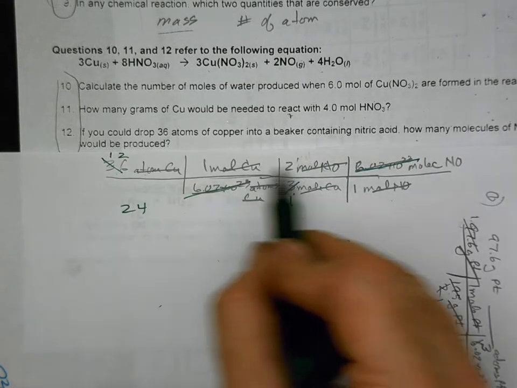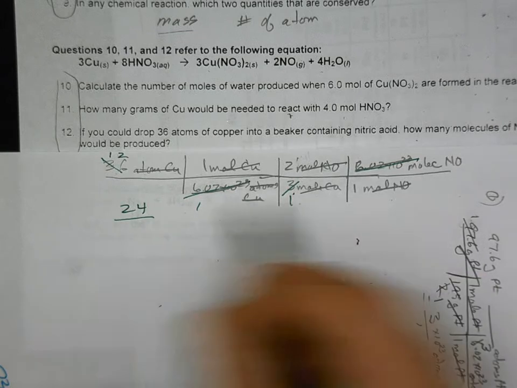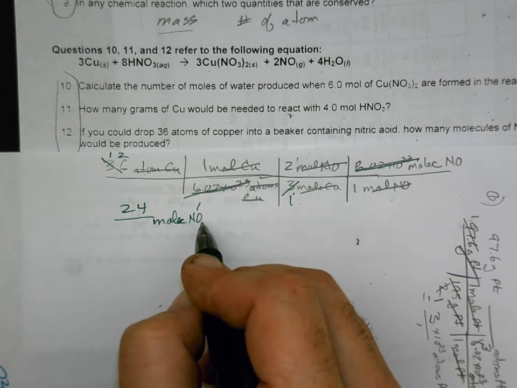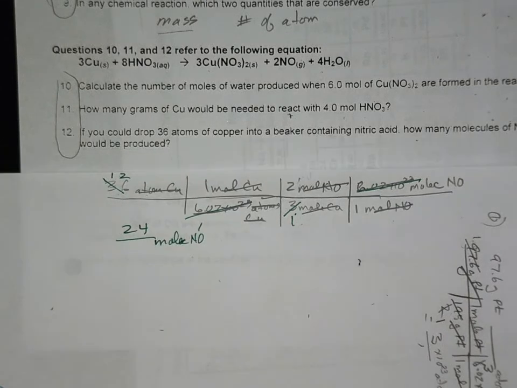24. We don't have anything else up there, divided by 1 times 1. Is it 24 molecules of NO? Is that what you got? Yeah. Let me see if that's right. Whoa, yeah, there we go. So, well done. Now I'm going to stop right here.